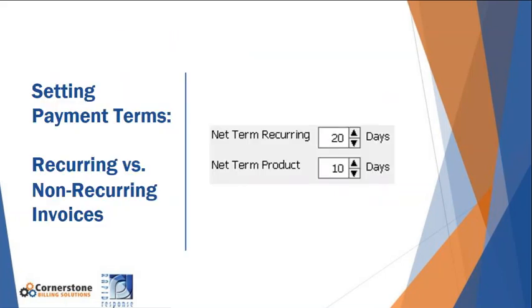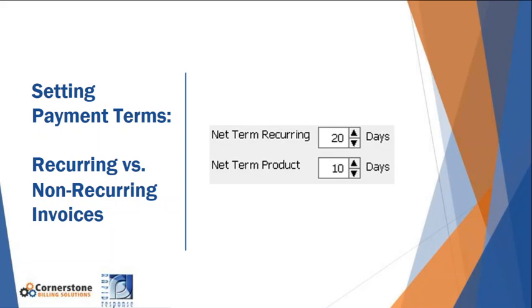In the setup of the billing process, many years ago, we decided it was a good idea to separate recurring invoices from non-recurring invoices. For most of our companies, we recommend 20-25 days for payment of the recurring invoices. And for non-recurring invoices, we recommend 5 to 10 days.